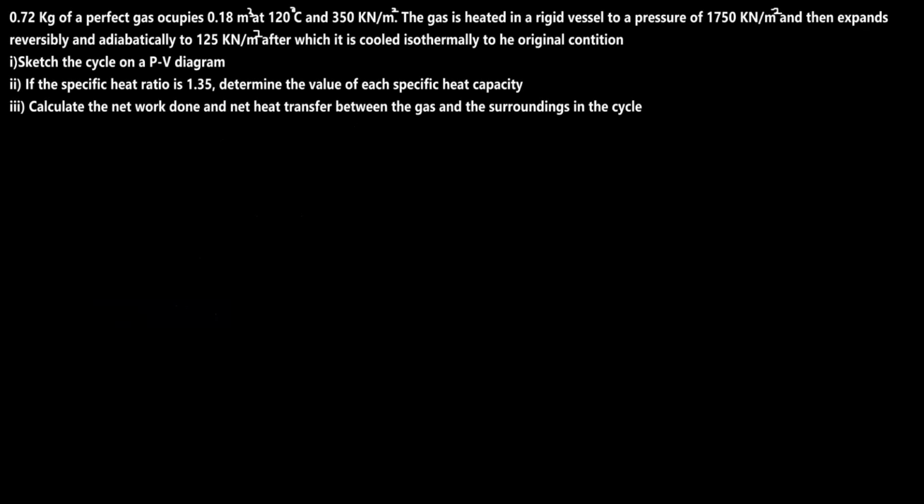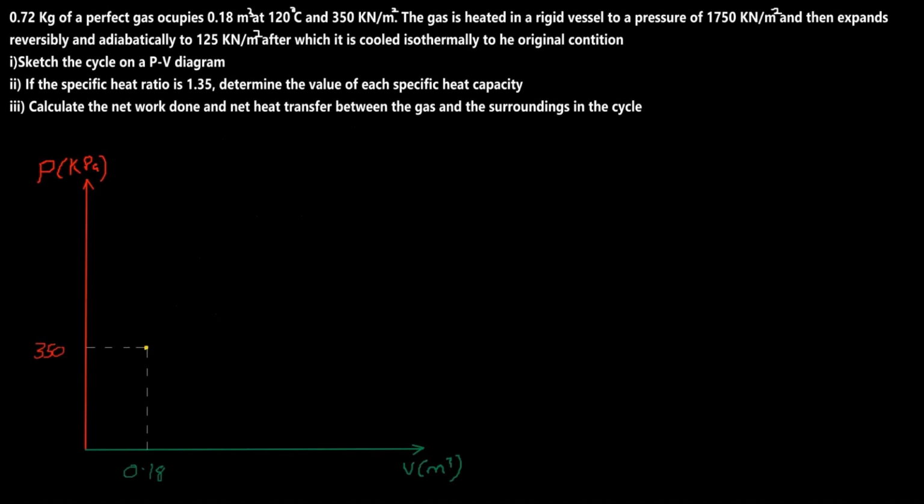We've been told this is a perfect gas. To sketch its PV diagram, we have to consider the state parameters and the type of process in between the states. Initially, the gas has a pressure of 350 kilopascals and a volume of 0.18 meters cubed. Then it is heated in a rigid vessel to a pressure of 1,750 kilopascals. Because the vessel is a rigid vessel, the volume doesn't change, so this process is isochoric.